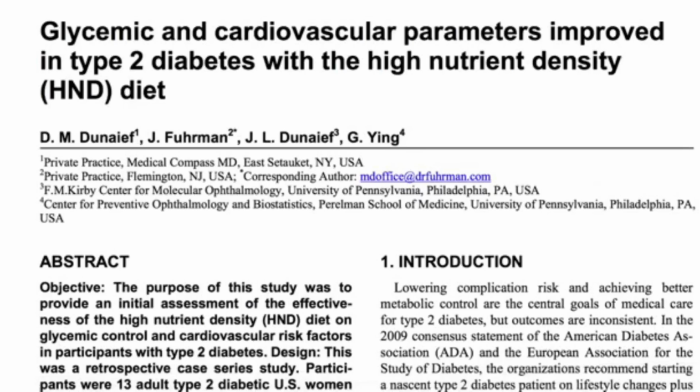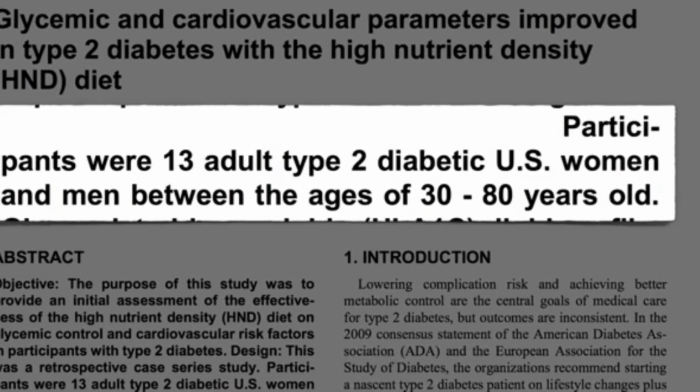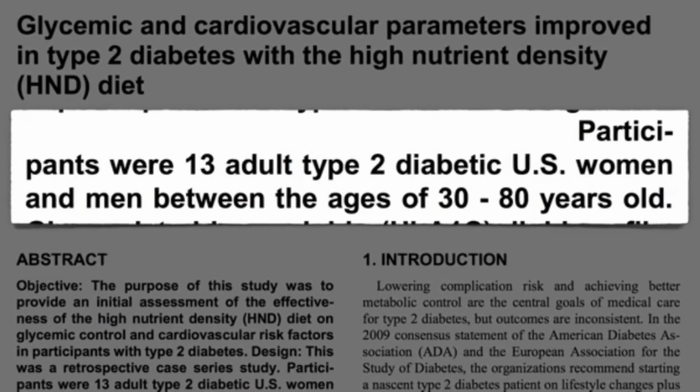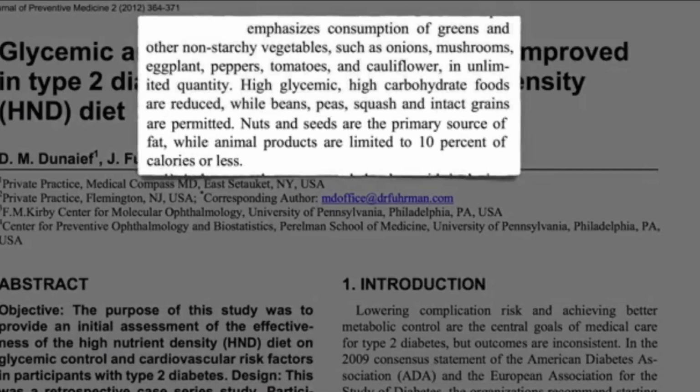Here's a study showing the effectiveness of a high nutrient density diet on the glycemic control of type 2 diabetic patients. 13 adults, both men and women, were included in this trial. The diet comprised unlimited greens and vegetables. Beans, peas, lentils, and whole grains were permitted, and the primary fat source was nuts and seeds.